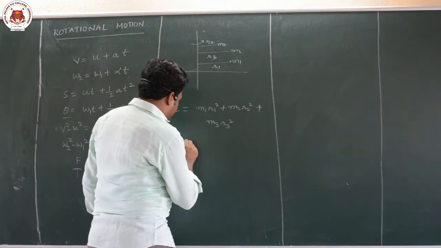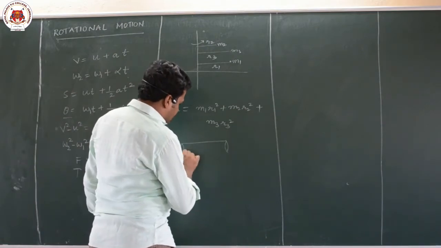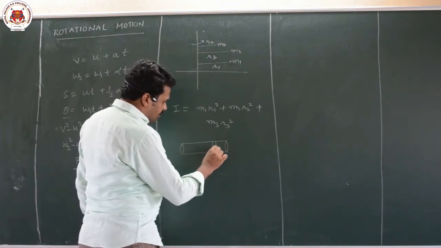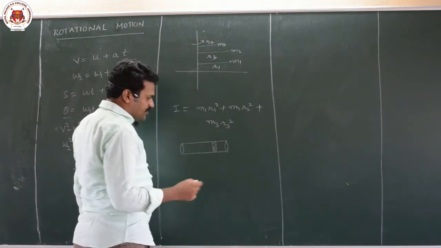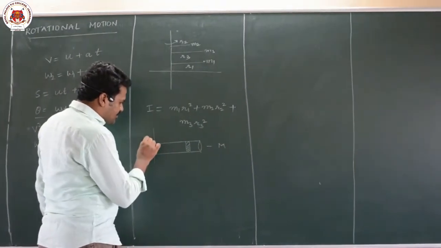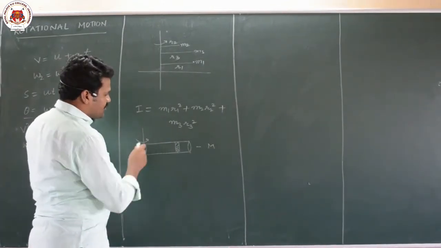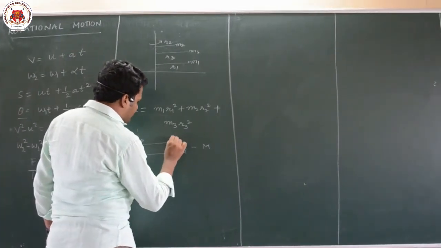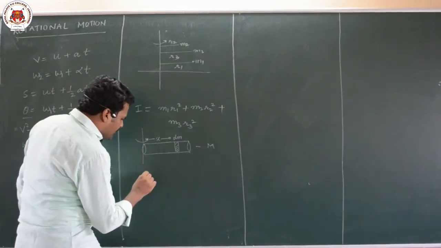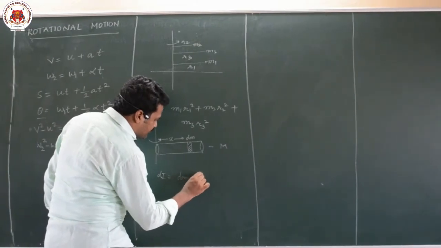Similarly, if there is a regular body like a rod and you want to rotate it from the end, there is a continuous distribution of mass m, a rod of mass m, and this is the axis of rotation. Let us consider a small mass dm at a distance x from the axis of rotation. Then the small moment of inertia due to that small mass is dm x square. Now integrate this.